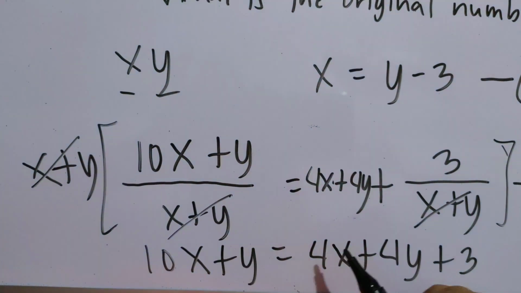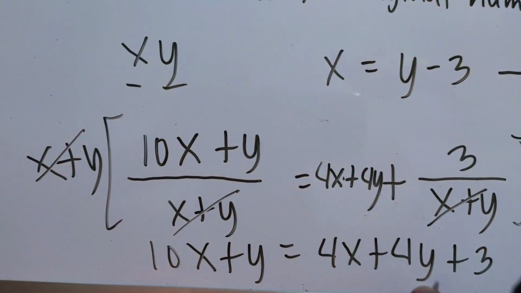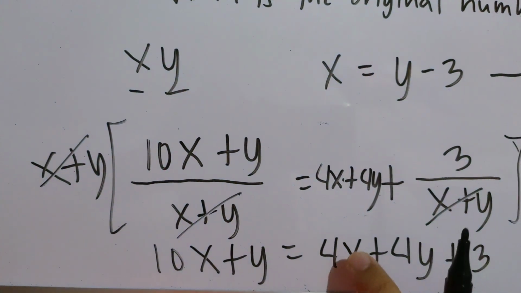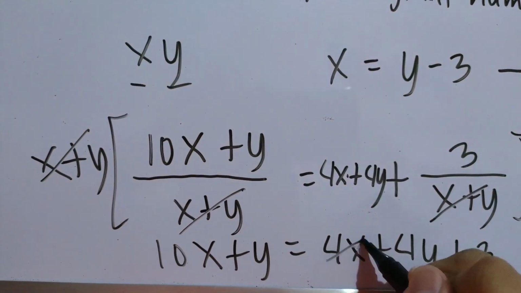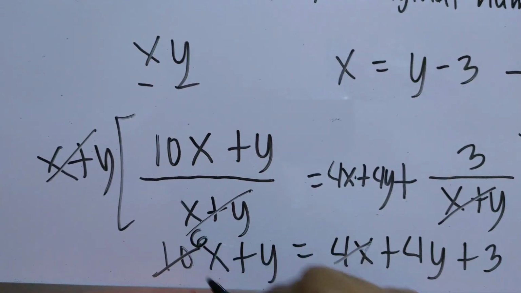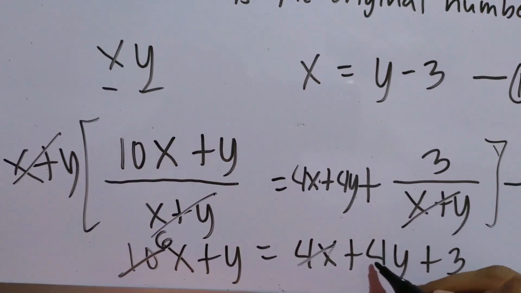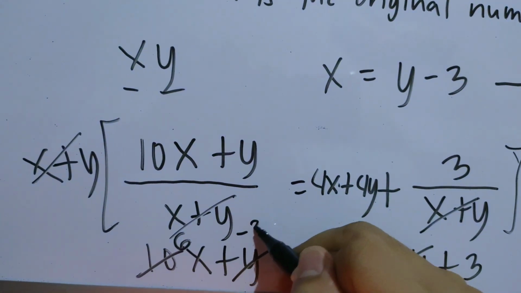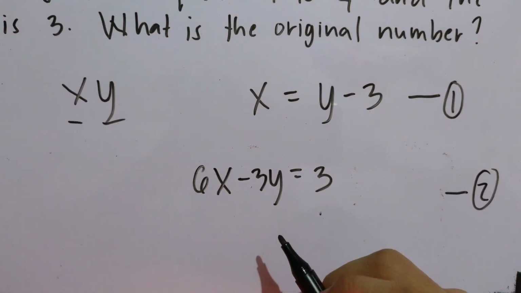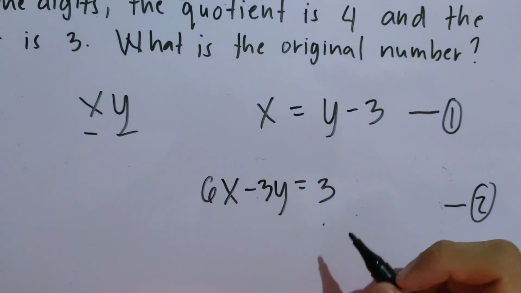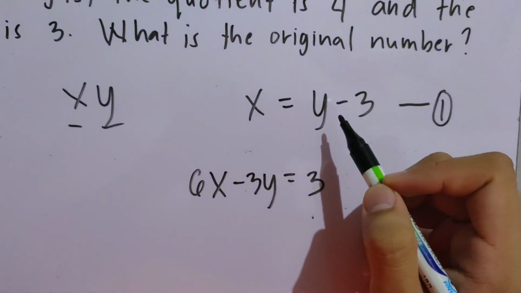So, collect similar terms. Ilipat natin yung x and y dun sa kabila. So, ito magiging 6x na lang. Ma-cancel to. Ito magiging 6x na lang. Tapos ito, mapupunta sa kabila, magiging negative 3y. So, ito na ngayon yung second equation natin. Na-simplify na siya. Ngayon, gamitin natin yung first equation.